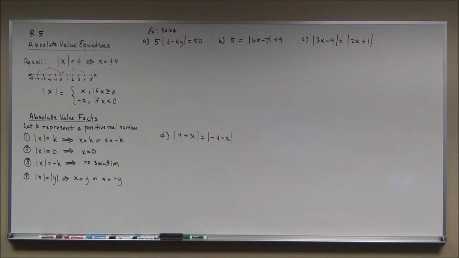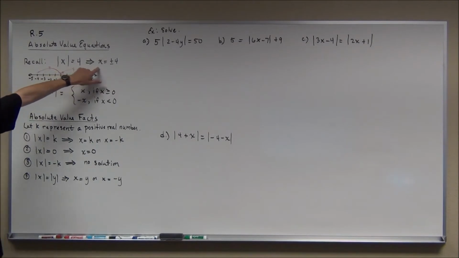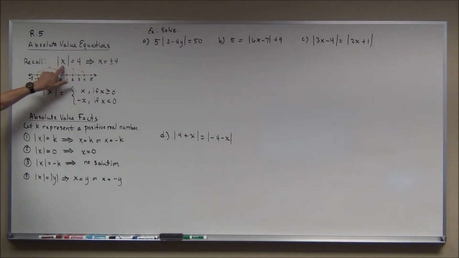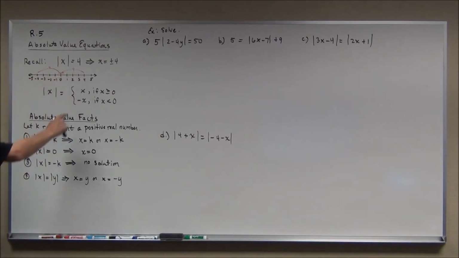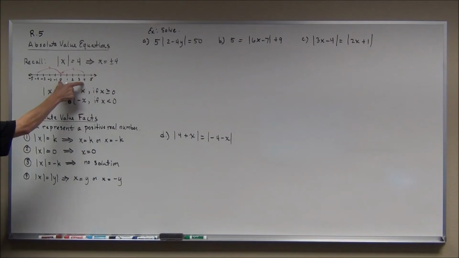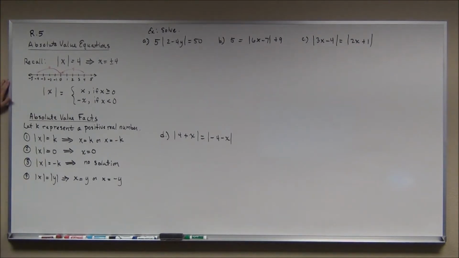Alright, let's look at absolute value equations now. You remember about absolute value, you studied that back in your middle school days. The absolute value of a number equaling 4 means that that number has to be either 4 or negative 4, which implies that the absolute value of a number is the distance that number is from 0 on the number line. Notice here, 4 is 4 units to the right, negative 4, 4 units to the left, but the distance is 4. So you can kind of think of absolute value like distance.